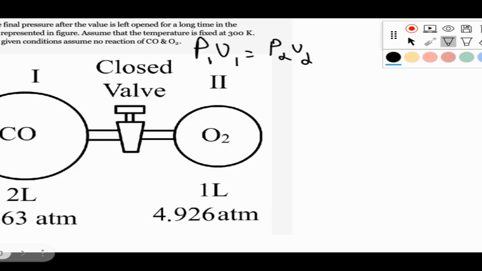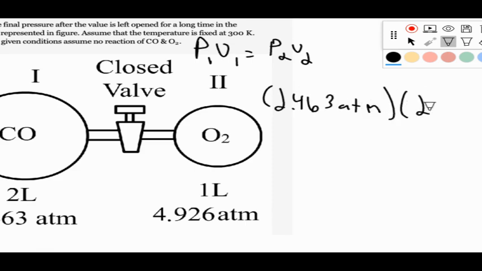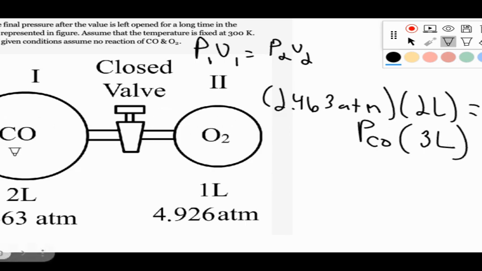So carbon monoxide, my initial conditions for my pressure are 2.463 atm and 2 liters. My final conditions, we don't know the pressure, so that's what we're solving for, the pressure of my CO. But my volume is now going to be both containers because it says the valve was left open. So this container is 2 liters, this container is 1 liter, so the container together is going to be 3 liters. Because gases can bounce around and they're going to spread out and reach an equilibrium where there's about the same amount of those gas particles in each container.